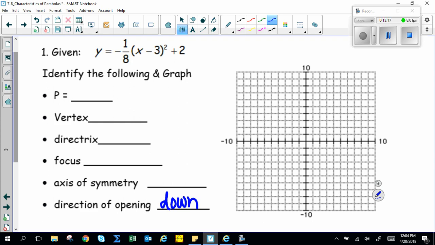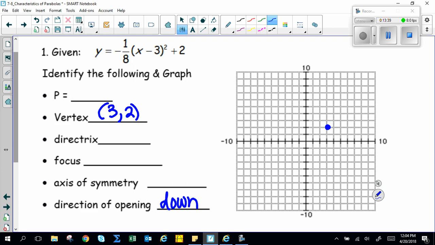All right, what's the vertex of this parabola? Positive 3, positive 2, so let me plot that. Positive 3, positive 2. And the a value we said was negative 1 over 8. Okay, so John, this might answer your question.